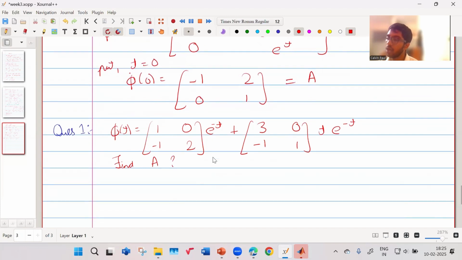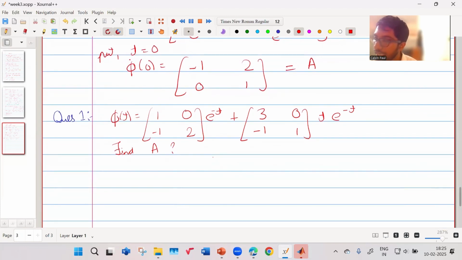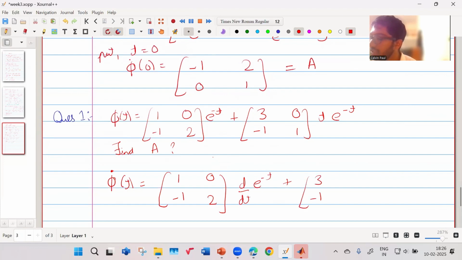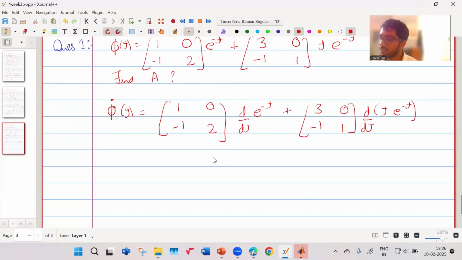So how do I solve this? First I will find the time derivative, phi dot of t. What is phi dot of t? The matrices 1, minus 1, 0, 2 don't have any time, so they are like constants. So it's the derivative of e to the power minus t, plus 3, minus 1, 0, 1 times the derivative of t into e to the power minus t. Many of you will know this, but I just want to do it in a good way. So what is the derivative of e to the power minus t?